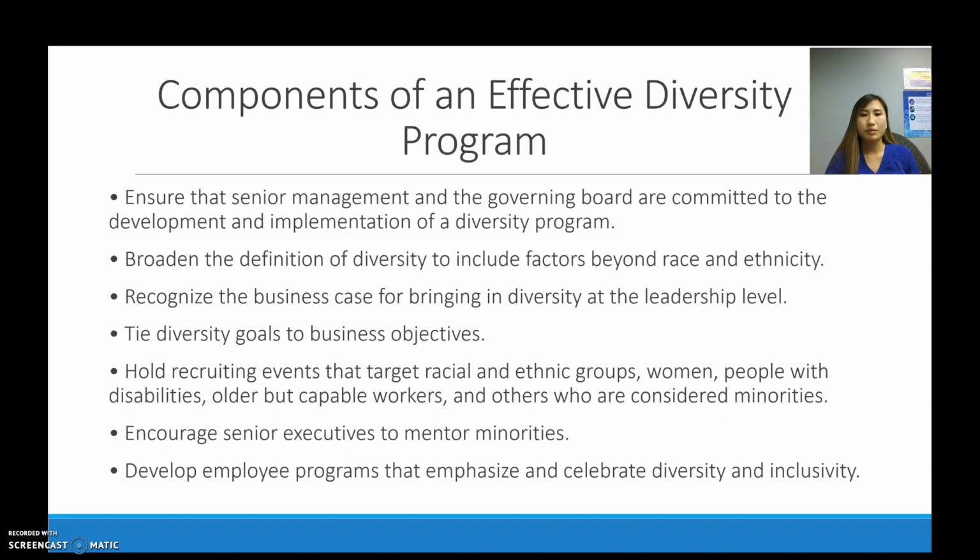Components of an effective diversity program ensure that senior management and the governing board are committed to the development and implementation of the diversity program, broaden the definition of diversity to include factors beyond race and ethnicity, recognize the business case for bringing in diversity at the leadership level, tie diversity goals to the business objectives, hold recruiting events that target racial and ethnic groups, women, people with disabilities, older but capable workers, and others who are considered minorities, encourage senior executives to mentor minorities, and develop employee programs to emphasize and celebrate diversity and inclusivity.